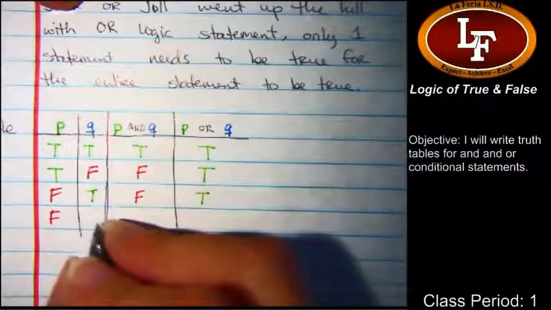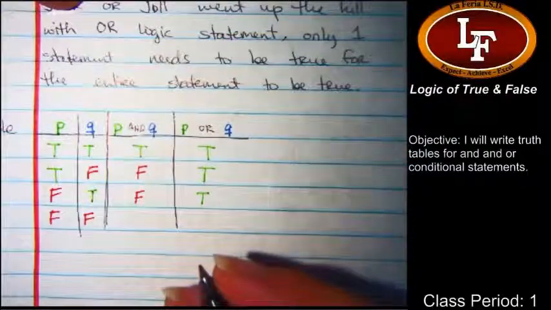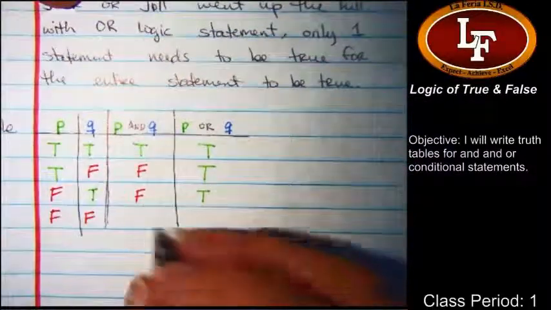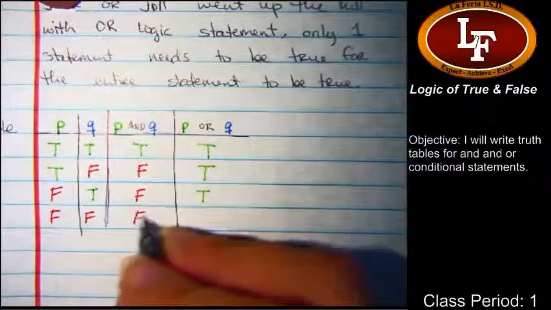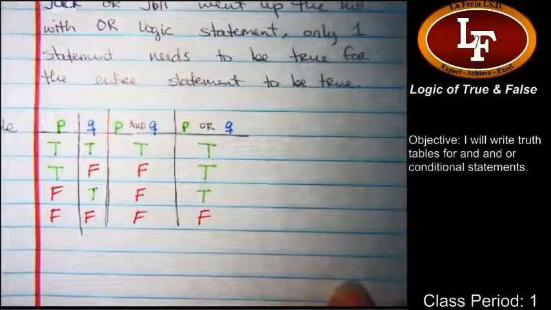And here's the last one. What if both of those things are false? P and Q is false. P or Q is false, because none of them were true.